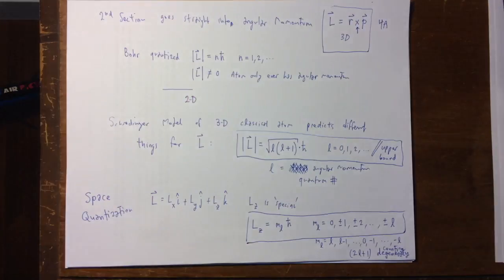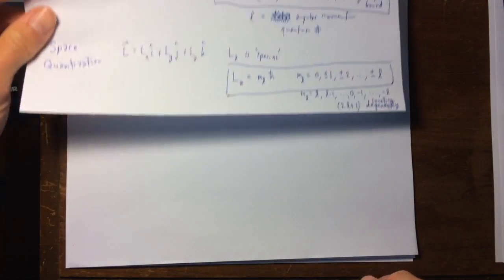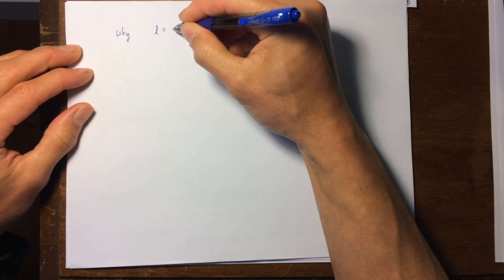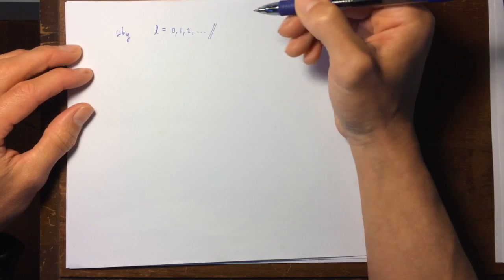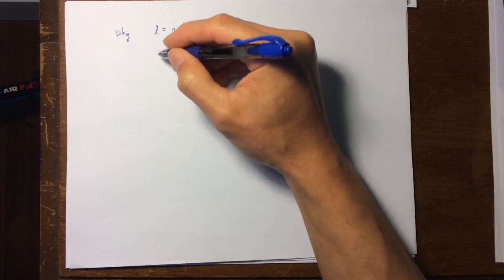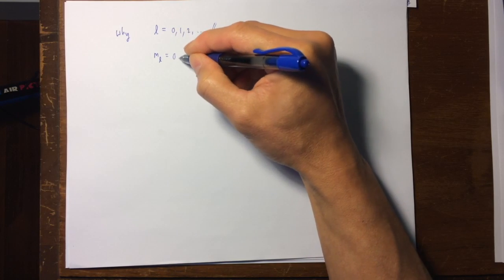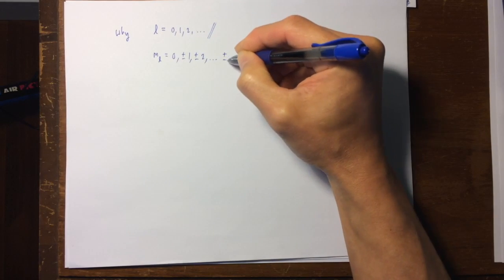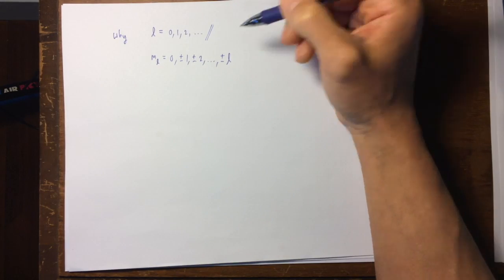Okay, so I want to tell you why L is a number like 0, 1, 2, on up to, I'll have to tell you the bound, and why M sub L is bounded by L. So that's the end, right? It doesn't continue, and this also has an end.